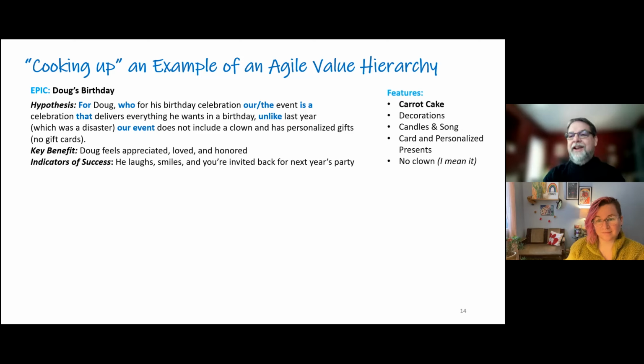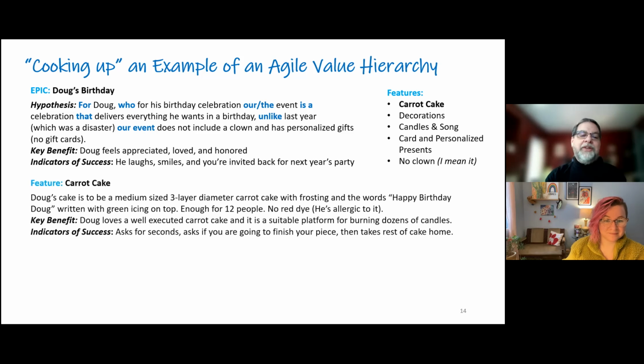Well, Doug likes carrot cake. He loves carrot cake. Now, carrot cake is a key feature, as are decorations, candles and songs, cards, and personalized presents, and again, no clown, I mean it. So let's just take a look at the carrot cake. We've got a short description here.